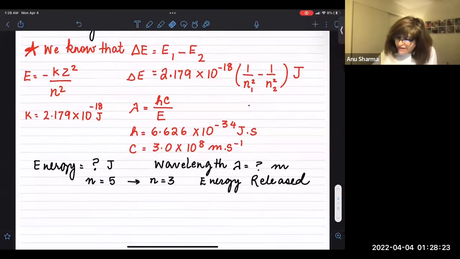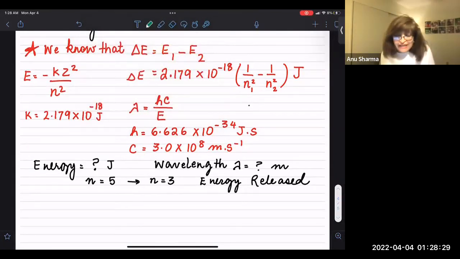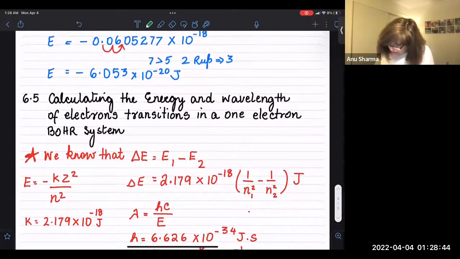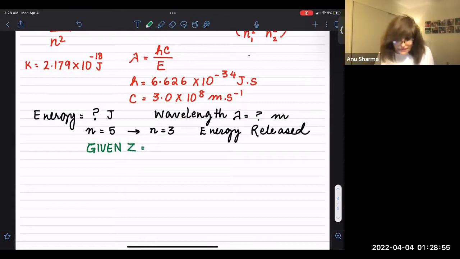Guys, there's something I missed in this problem, and that is that we are talking about helium and not hydrogen. So we will have to change the value of Z. The question here is of the helium ion, where Z is equal to 2, and that's something I forgot to mention. This is given in the question, that Z, the atomic number, for the helium ion is equal to 2.